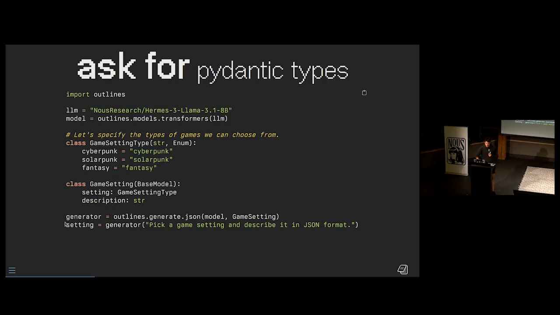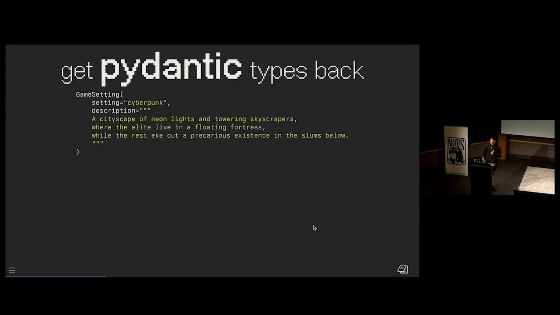Then, at the bottom line here, we're going to create a generator function. We say, please give me a generator function that will generate JSON and will give me a game setting. That's a type here. And then we just give it a prompt. And what we're going to get back is a Pydantic type. That's very easy. You don't have to think. There's no language model crap that's getting in your way. It's not lying to you. It's not saying certainly. It's just giving you the thing that you want because we have business to do.